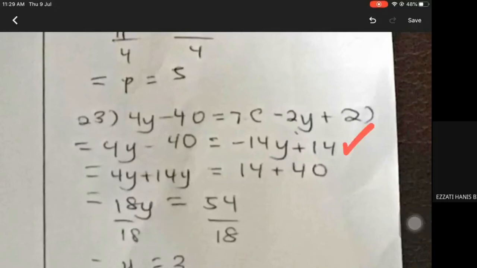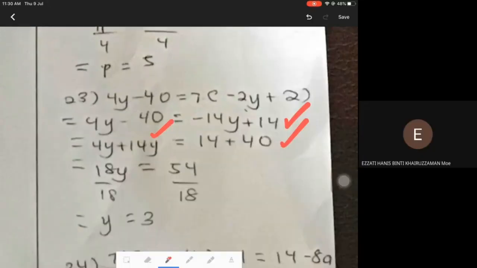So the 4y here is negative, you bring it over and it becomes plus 14y. Okay, correct. And then the 14 here stays positive, because it originally comes from here as 14. This 14 stays positive. But negative 40 here, you bring to the right side, it becomes plus 40. So correct.